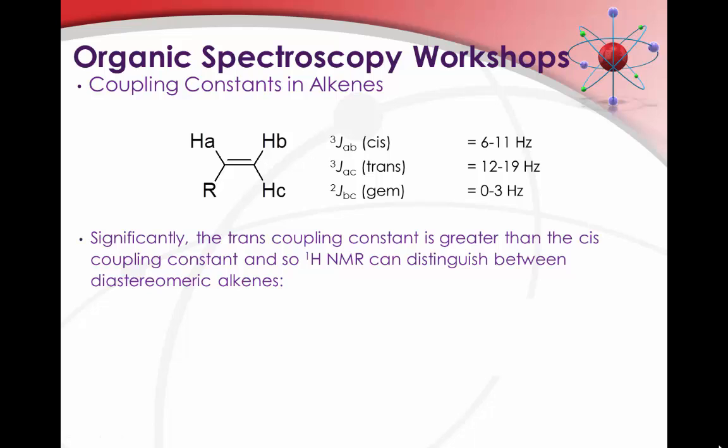Significantly, the trans coupling constant is greater than the cis coupling constant, and we can therefore use such information to distinguish between geometric isomers. Also note that the geminal coupling constant is particularly small. This is generally the case for inequivalent geminal protons.